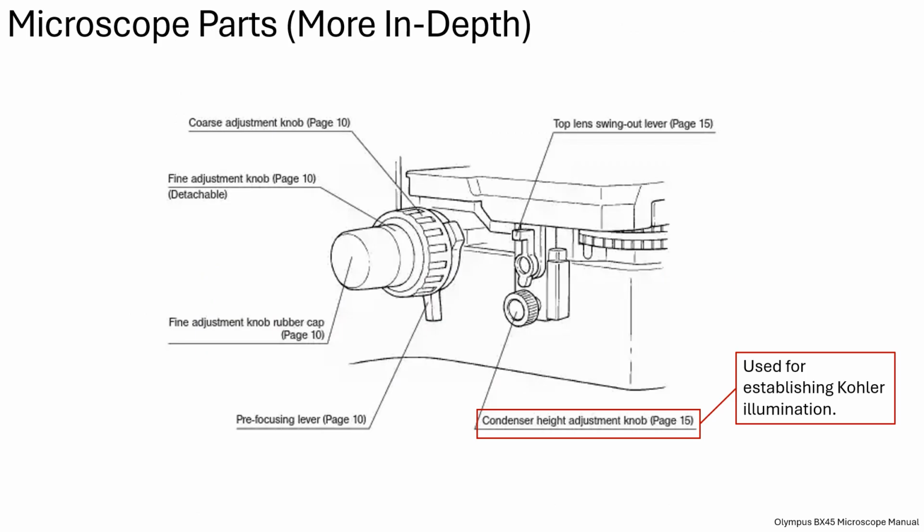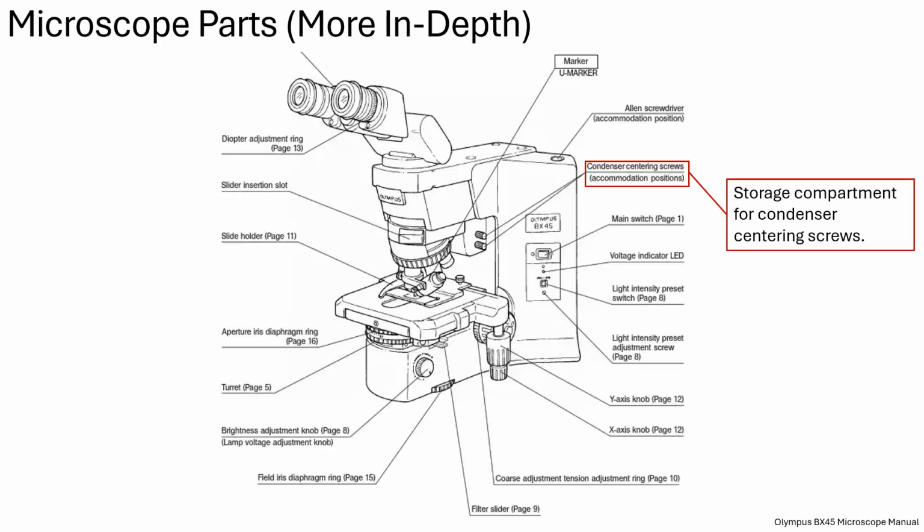The condenser height adjustment knob adjusts the height of the condenser and is located just beneath the condenser switch. This is used during the Kohler illumination procedure. The condenser centering screws, which are also needed during Kohler illumination, are stored just behind the objectives. They screw into small holes at the base of the condenser. Here you can see one of the small holes, and the other hole is located on the opposite side.